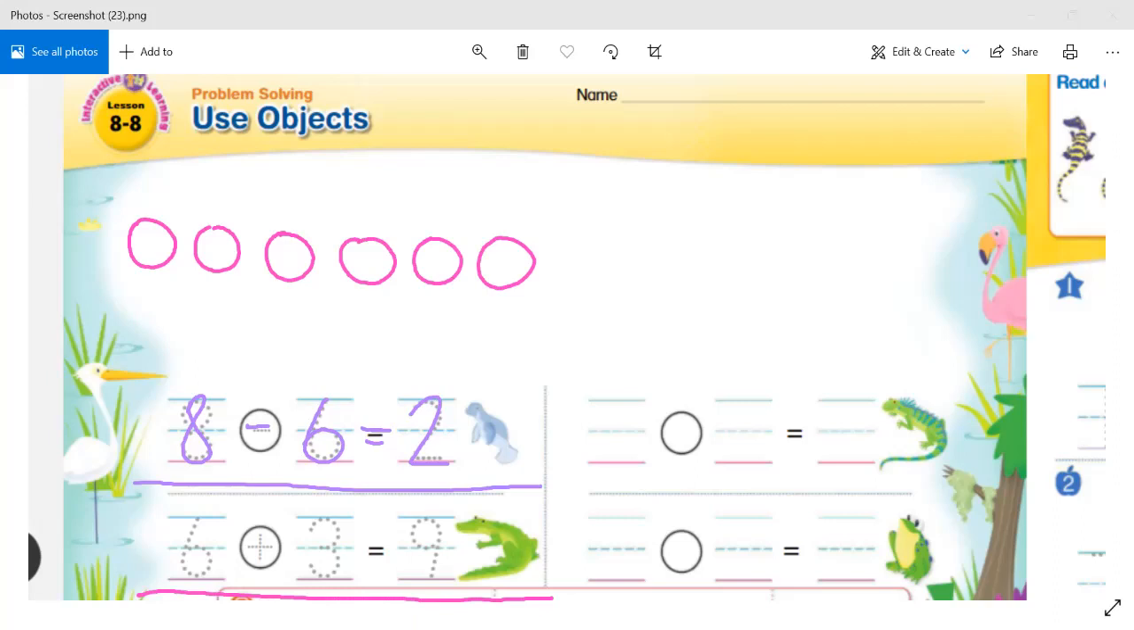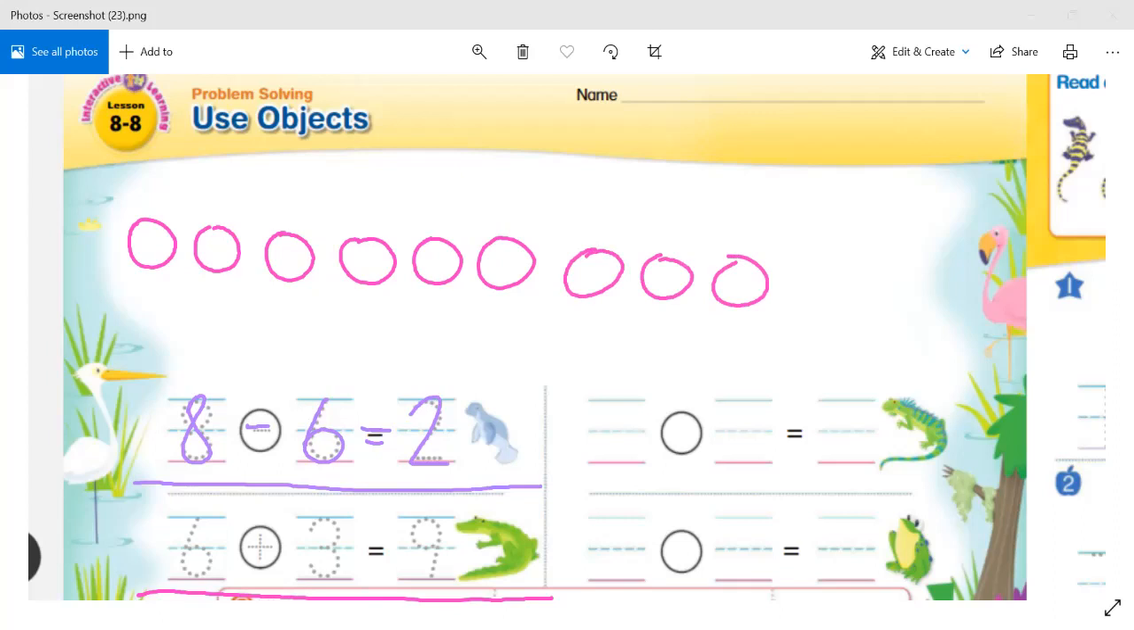6 alligators are in the sand and 3 more alligators join them. So is this an addition or a subtraction problem? Are we adding or taking away? We are adding. So we will add how many more alligators? How many more counters should we put here? 3. 1, 2, 3, because 3 more alligators crawl over to join them.